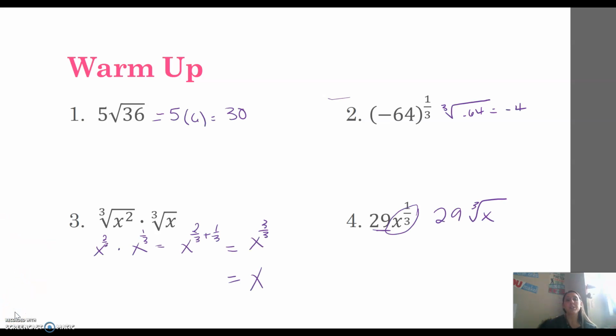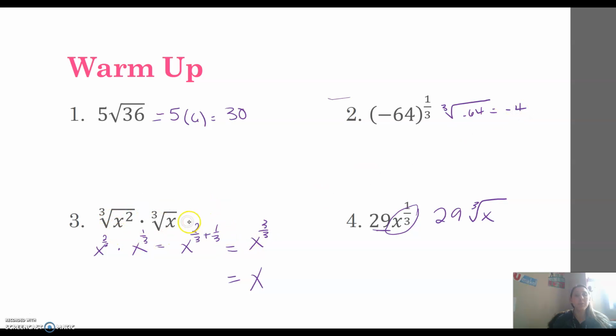Okay, so the first one is just 5 times the square root of 36. Well, the square root of 36 is 6. And then we get 5 times 6, which is 30. And then the second one, remember our power belongs to everything inside the parentheses, so that means that negative is going to go underneath the radical. So we do the cube root of negative 64, and the cube root of negative 64 is negative 4.